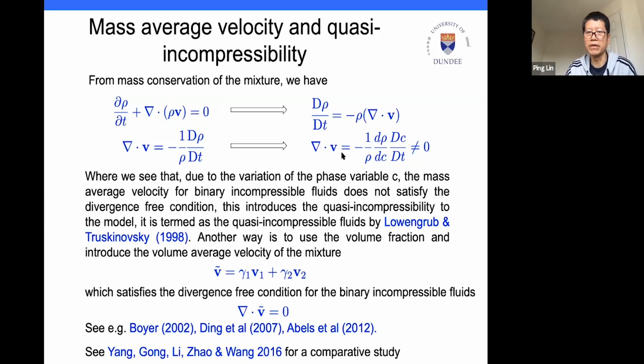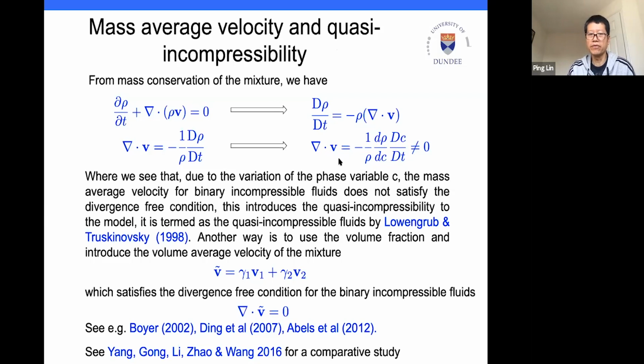That means near the interface you don't have divergence free. Usually for incompressible flow you have a constant density and then you have divergence free conditions. But in this case, in the near-interface region, you don't have divergence free, while away from the interface you do. So we call this the quasi-incompressibility condition.